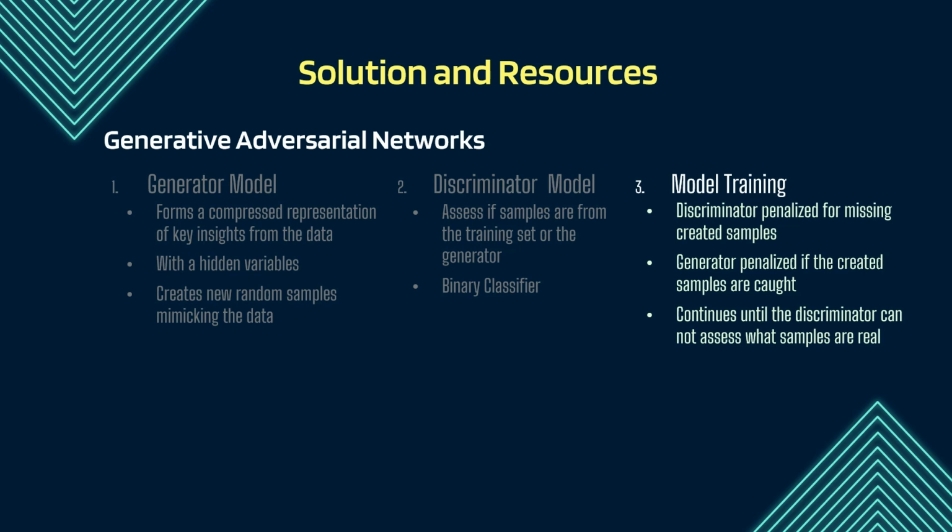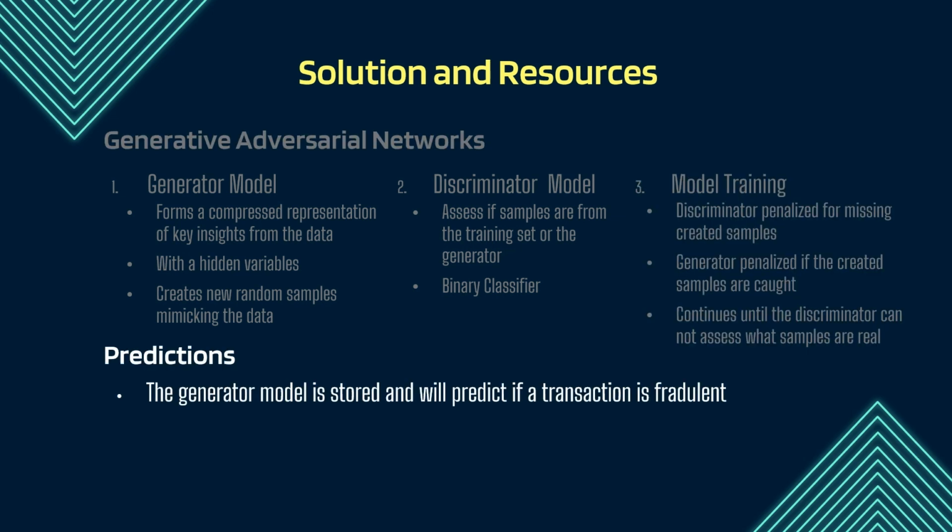To train these two models, we want to penalize the discriminator model for missing created samples from the generator. Similarly, we want to penalize the generator model anytime one of its generated samples is caught by the discriminator. Pretty much we're trying to create a generator that can fool the discriminator, and we're trying to create a discriminator that can always catch the generator. And this process will continue until the discriminator cannot assess what samples are real and what samples are not real. Then, in order to create predictions, we'll store the generator model, which has been fully trained and has a very good representation of key insights from the data to predict what transactions are fraudulent.